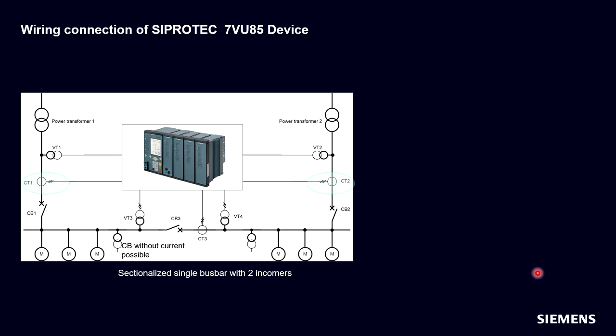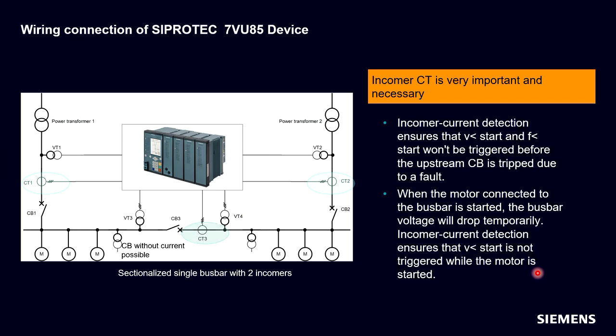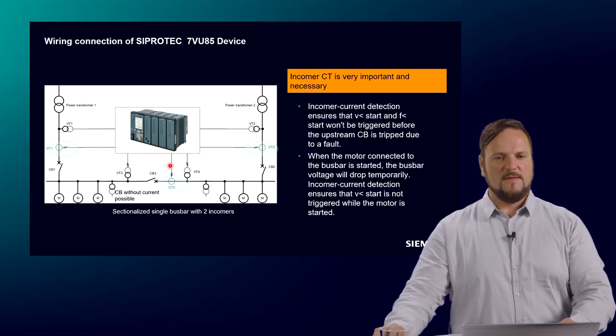And if we have a closer look here at the current transformers, the current transformers in the incomer are very important and necessary. Why? We need the current detection to ensure that under voltage or under frequency won't be triggered before the upstream CB is tripped by a fault. We also use the current information as an additional criterion for the auxiliary contacts of the circuit breakers.